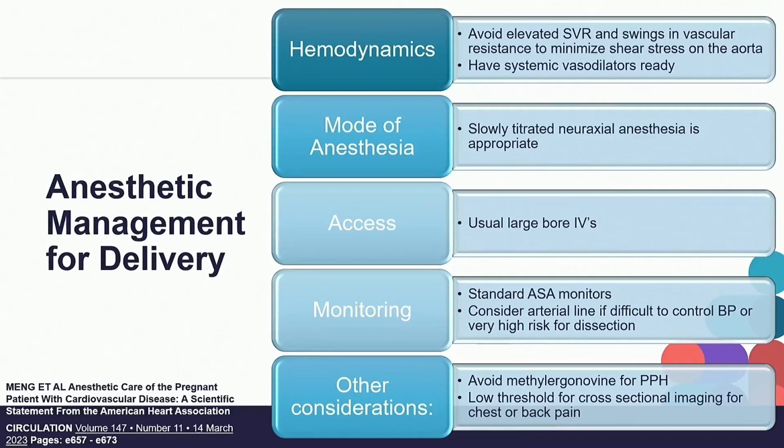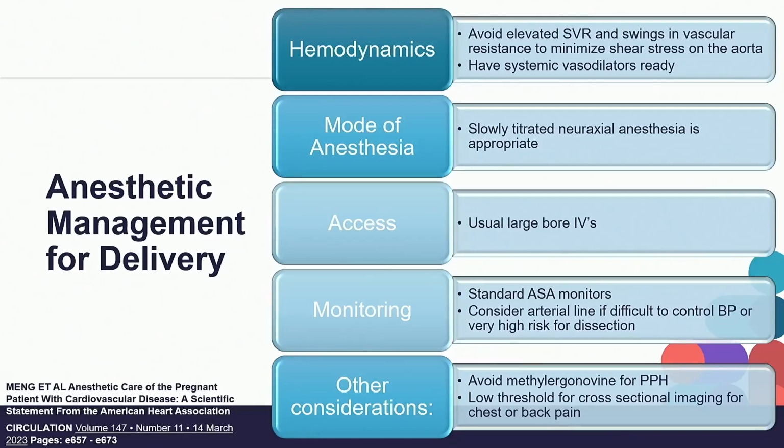So the modified CSE, which is kind of like a small dose spinal, and then you just do the rest up real slowly with your epidural. And what you really want to do is avoid elevated SVR and also swings in vascular resistance to minimize that shear stress on the aorta. You also want to have your systemic vasodilators ready, which you would not normally do for a C-section, because you might have difficulty controlling their blood pressure, and you might need to bring it down in a way that you wouldn't normally care quite so much about in a C-section.